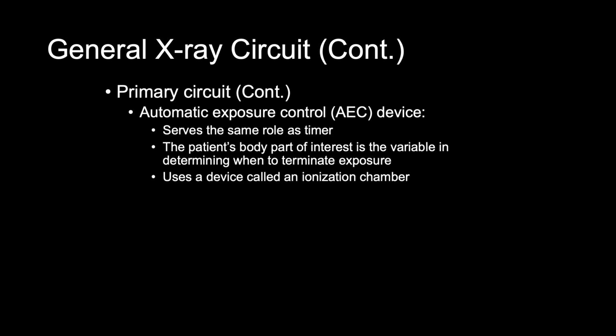The AEC uses a device called an ionization chamber. This is a radiolucent device that is placed between the patient and the IR. When X-rays interact with this chamber, its atoms are ionized, which means the electrons are removed, and this creates an electric charge. This charge becomes a signal that terminates the exposure.